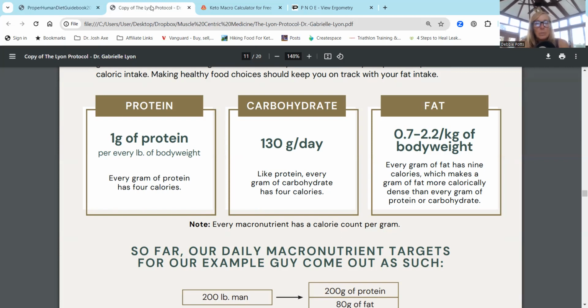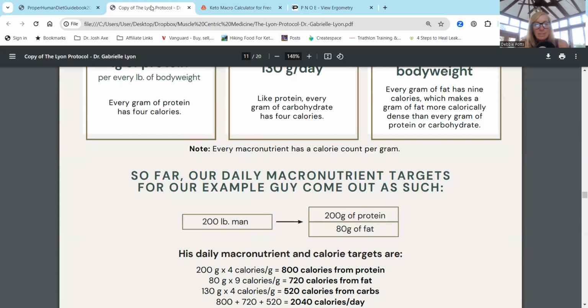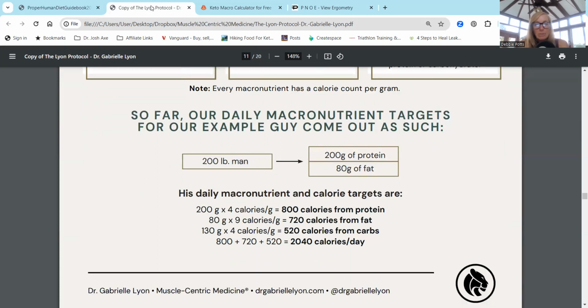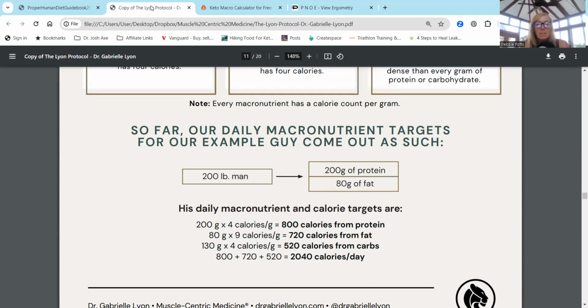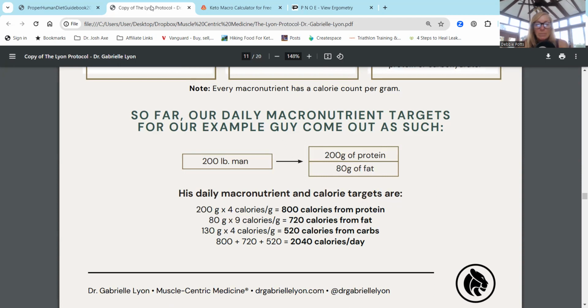So fat is where you want to vary. Now, this is Dr. Gabrielle Lyon, and I've really been trying this myself. Again, an N=1 experiment. I don't diet. I just focus on eating my protein. So for a man, this is an example, a 200-pound man is going to need 200 grams of protein. In his example, they were looking at someone trying to maintain weight or gain muscle weight, depends.